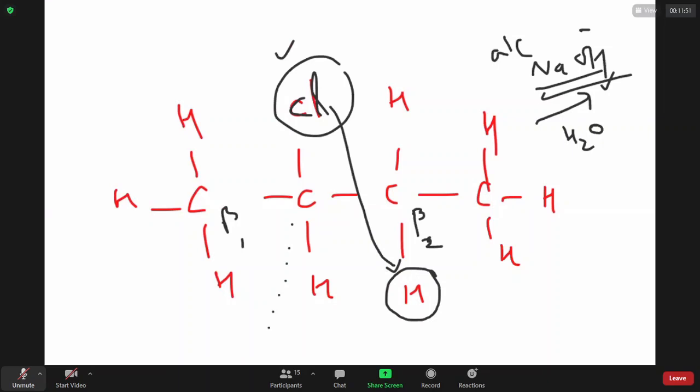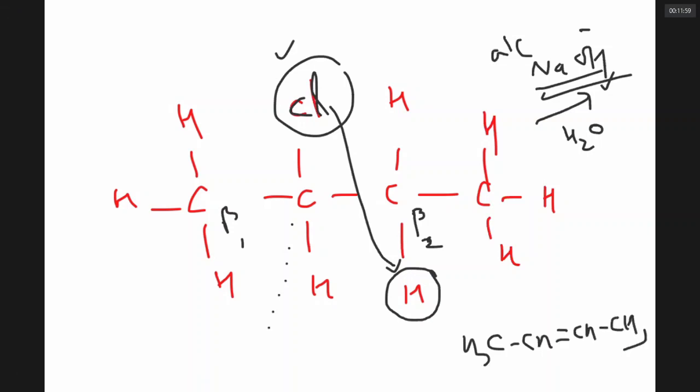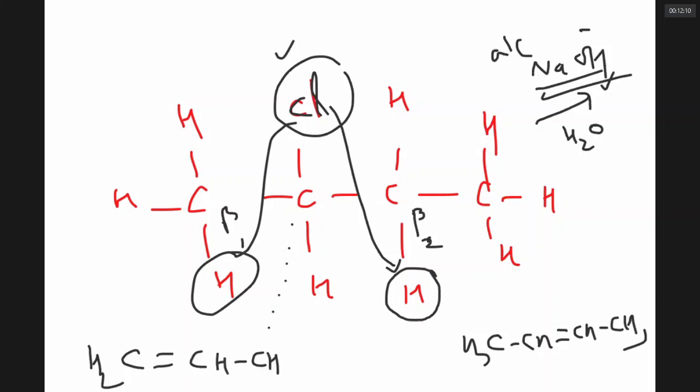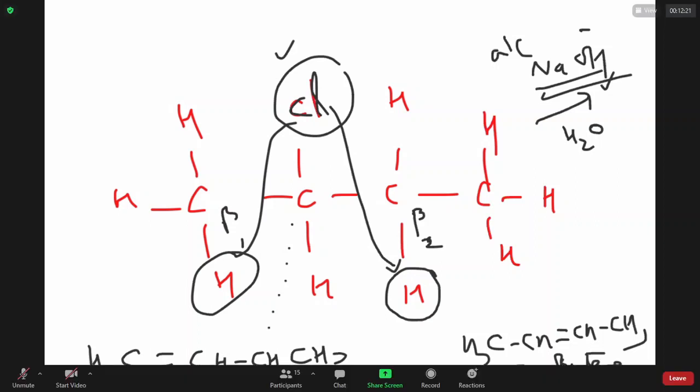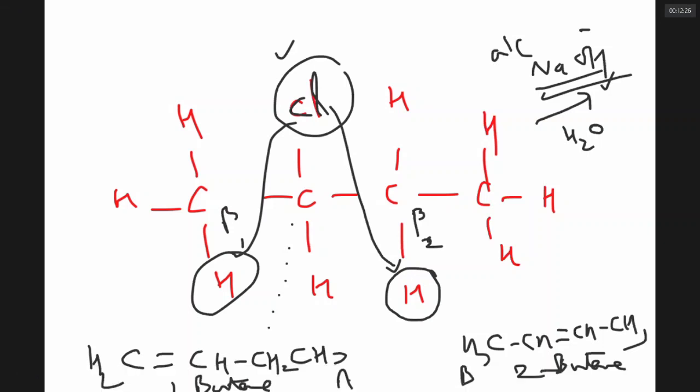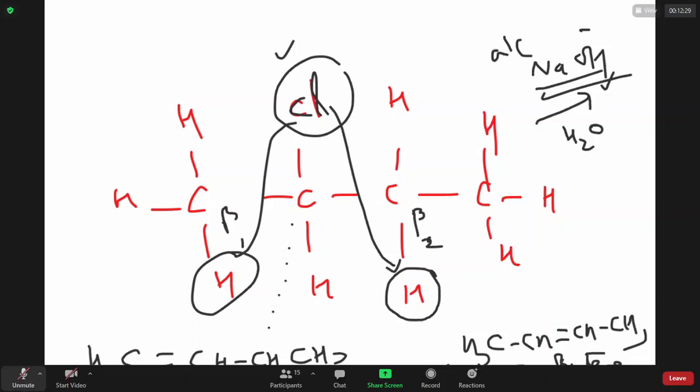If the hydrogen from beta 2 carbon is removed, I am getting CH3, CH double bond CH, CH3. If hydrogen from beta 1 carbon is removed, what will I get? CH2 double bond CH, CH2, CH3. It is called 1-butene. The other is called 2-butene. Can you see it clearly? So in the elimination reaction, 2 compounds are possible. Am I getting one or the other, or both equally?